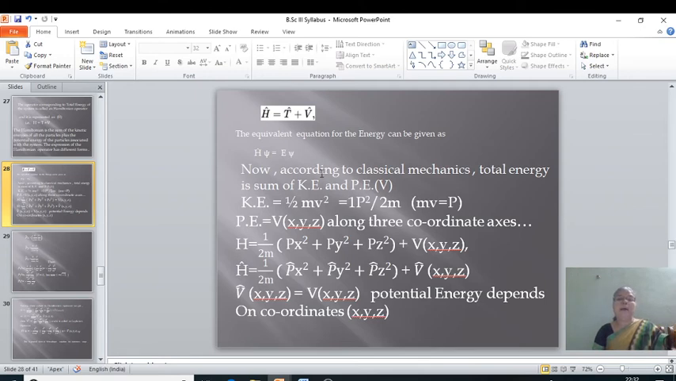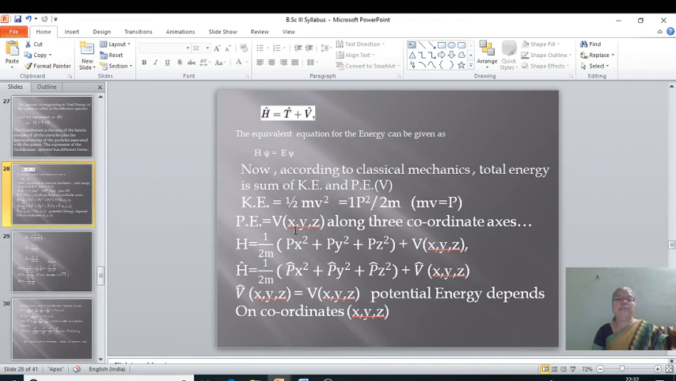Then according to classical mechanics, the total energy is the sum of kinetic energy and potential energy. I have explained this well, so you will understand better. Kinetic energy is equal to 1 half mv square. In terms of momentum, it is written as p square by 2m.